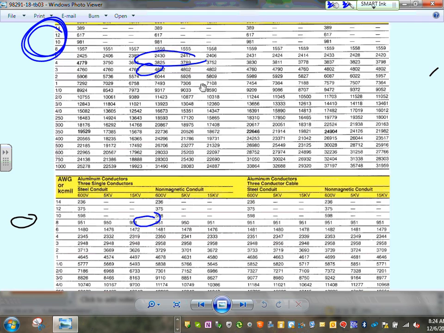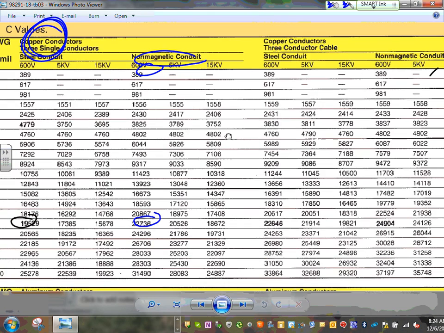Any comments, guys? Any questions? Again, most of you will be working for an engineering firm, so you don't have to even worry about this. Why? You can pull all this information from the software.